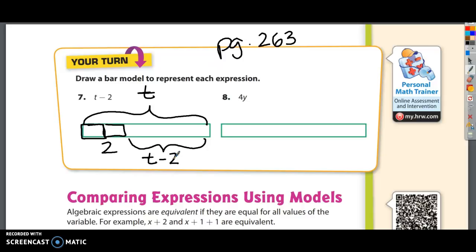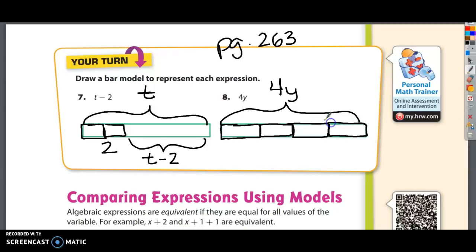Number 8 is 4 times y. Well, what I'm going to do here is that since I know 4 times y is going to be my answer, I'm going to go like this. And what I'm going to do is put 4 y's here. And I'm going to divide this whole thing into 4 even sections. And each of them is called y. Because how many y's do I have? 1, 2, 3, 4. And if I have 4 of those, 4 times y looks like this, 4y. So this is the answer to this one, and this is the answer to that one.